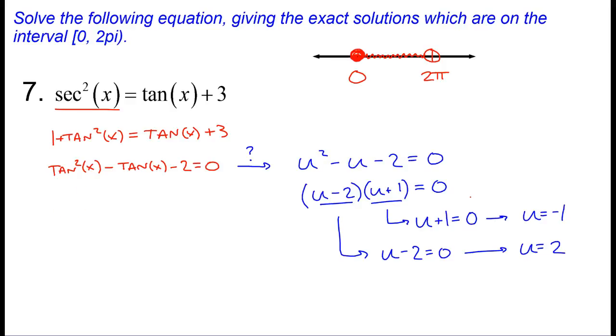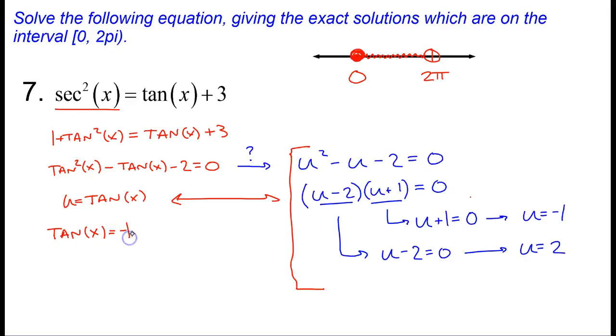Well, I sure can, because I'm going to say that u equals tan of x, and that is the connecting piece between these two strategies. Now what I have to say is tan of x equals negative 1, or tan of x equals 2. So we have two equations to solve. This one is really easy to solve. This one, not so easy. So I'll do the easy one first.